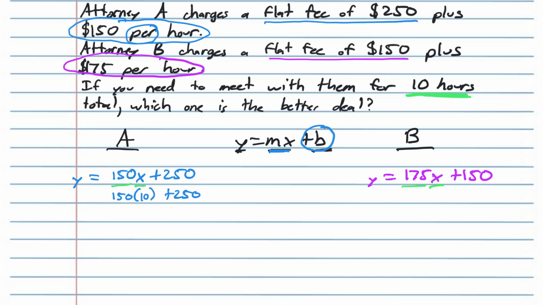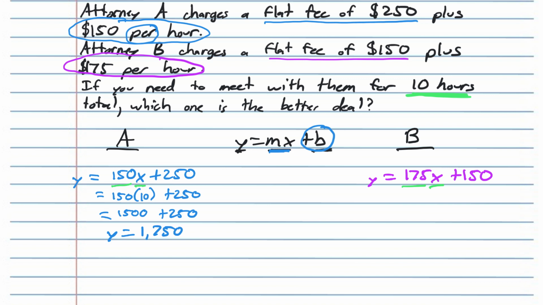I do encourage you guys to use calculators because the numbers get pretty big here, especially if the number's other than 10. 10 is a little bit easier, but I would still recommend using a calculator. Make sure you guys are showing on paper what you're doing, because that's how you show your work and get credit. So 150 times 10, well, that's not too bad. That's 1,500. And then 1,500 plus 250, well, that's 1,750. So that's how much attorney A would charge for 10 hours.